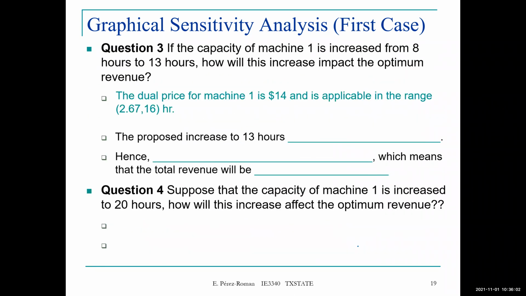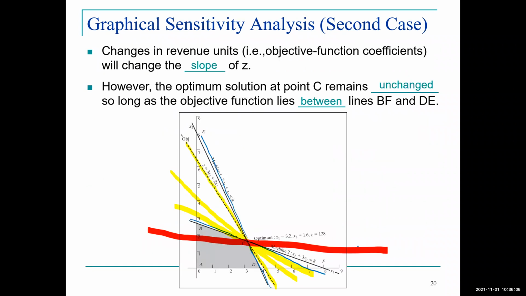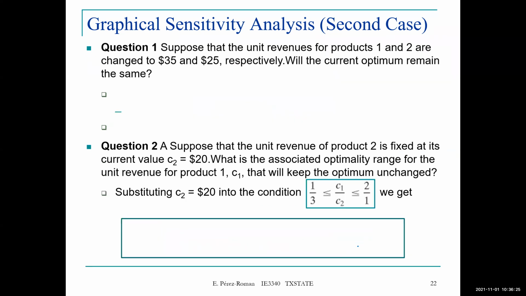So let's go back to this. As long as you are in these bounds, your optimal solution is not going to change, but your profit will be increased because you are increasing the coefficients. Changing those coefficients between these bounds will allow you to keep the same optimal solution.